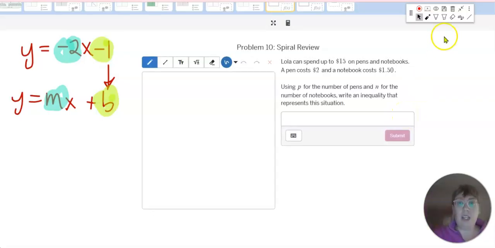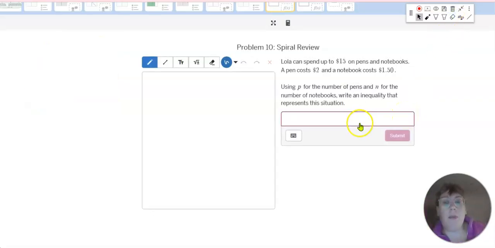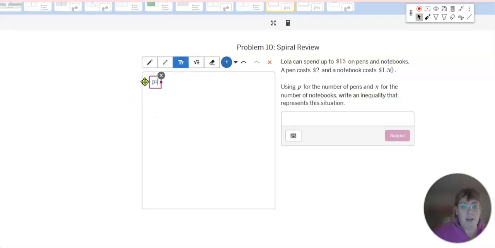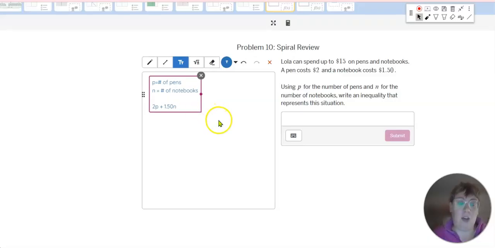Next slide says Lola can spend up to $15 on pens and notebooks. A pen is $2 and a notebook is $1.50. If P is the number of pens and N is the number of notebooks, then we are going to do 2P, since each pen is $2, plus 1.50N, since that's how much a notebook costs, and she can spend up to $15.